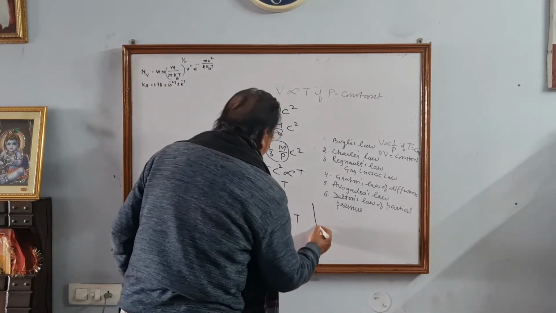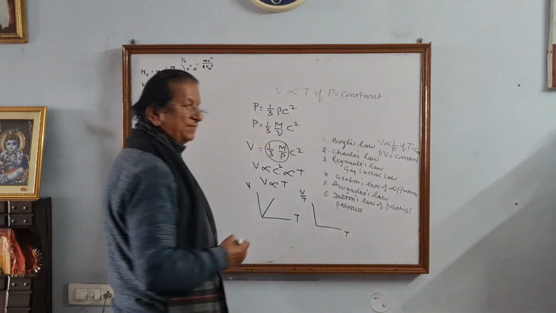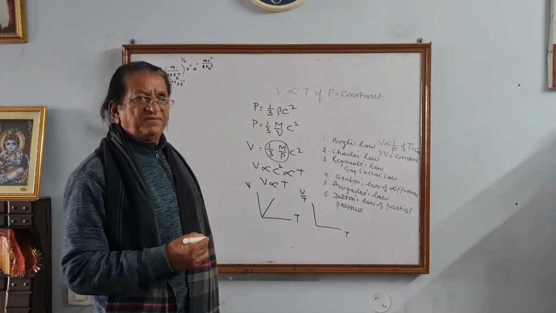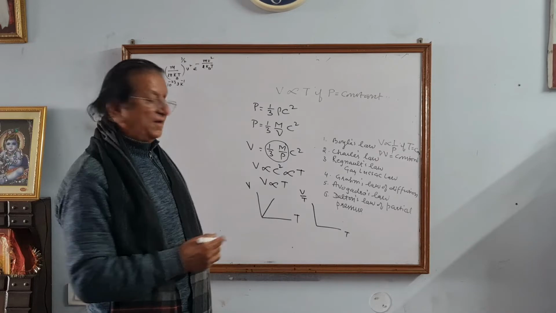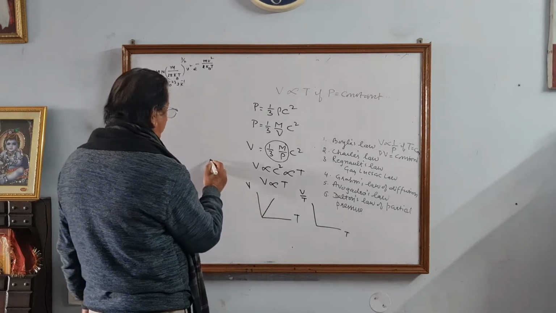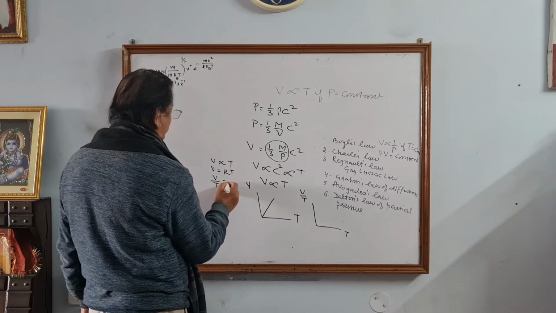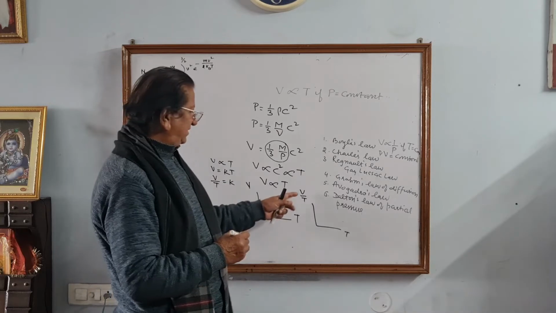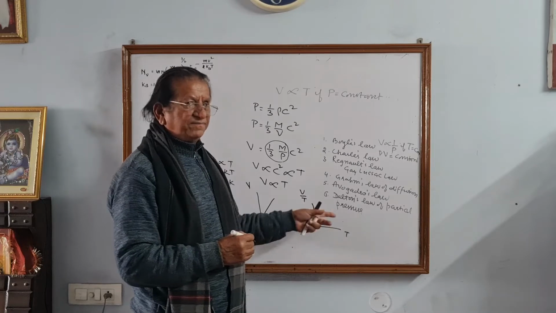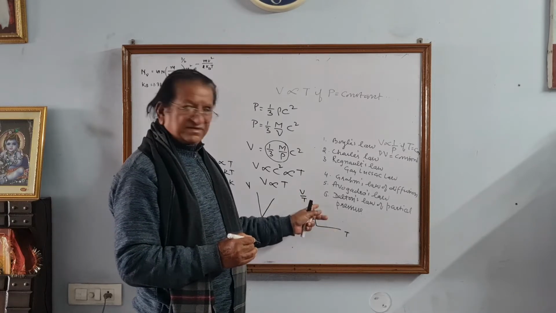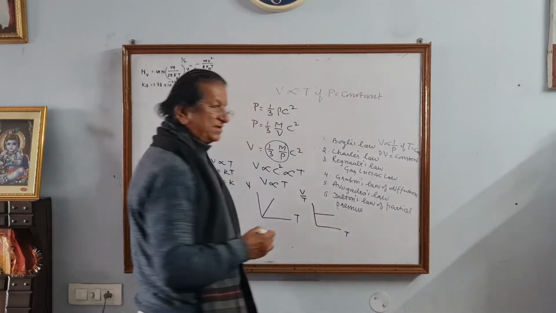Now, if you plot a graph between V by T and T, what type of graph you will get? When you say V proportional to T, V proportional to T means V is equal to some constant into T, which means V by T is equal to constant. So V by T, this ratio has to be constant. And when one of the two variables is constant, graph is parallel to either this axis or this axis. Because V by T is constant, so graph has to be parallel to temperature axis.